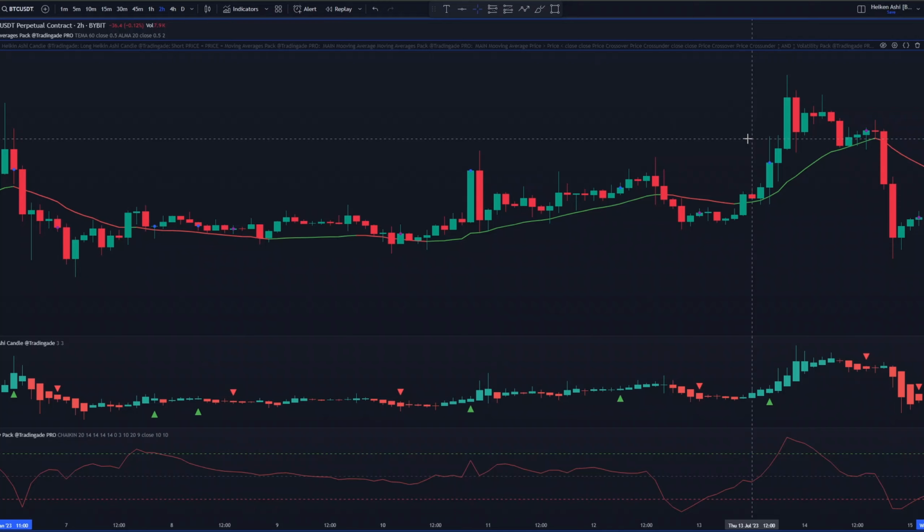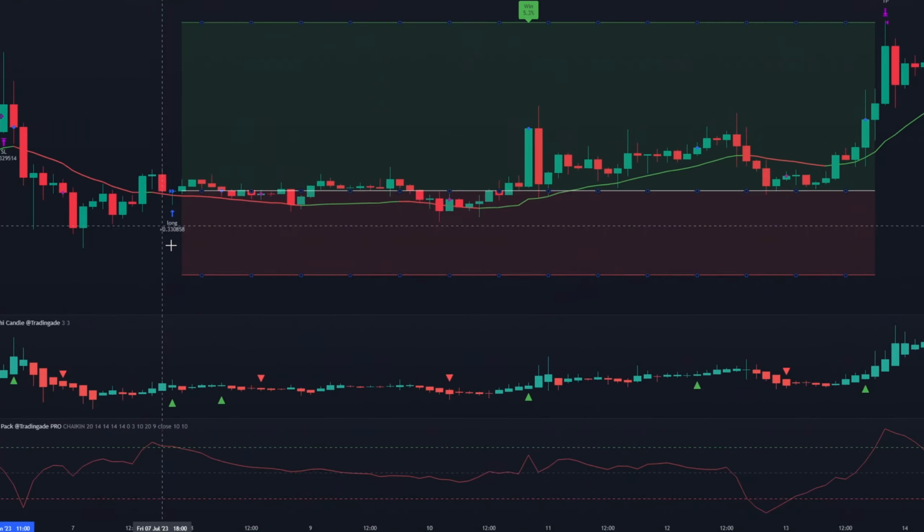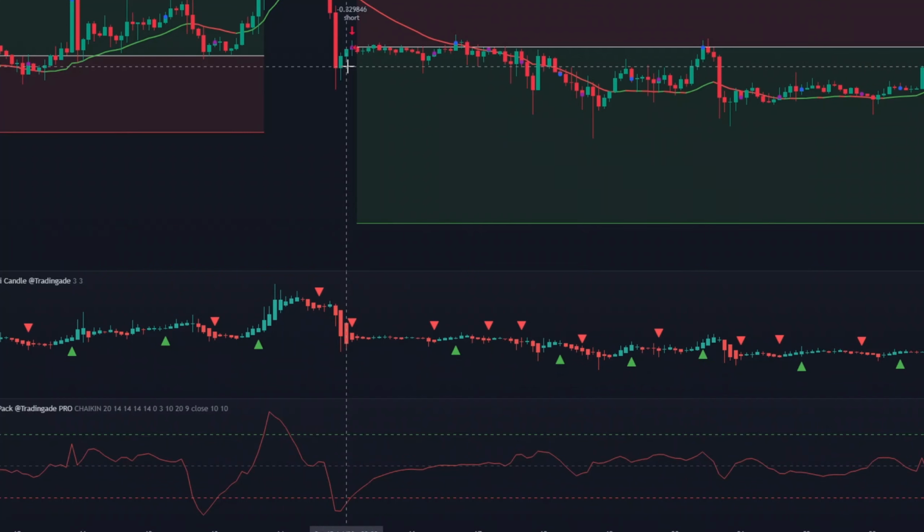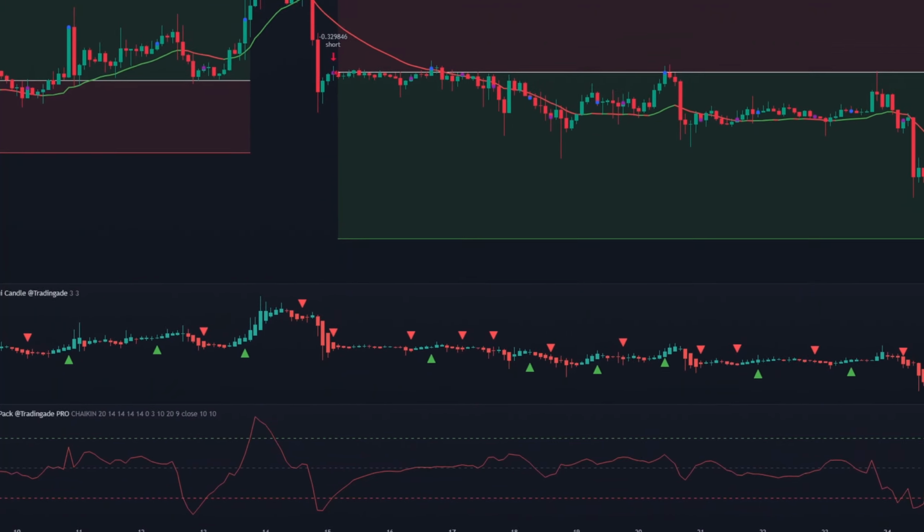Let's check how it actually works on the chart. Here we have a long position, because the Heikin Ashi candle generates a buy signal, the price is above the moving average, while the Heikin is above the zero level. We have confirmed that all our three rules are met at the same time. Whereas for the short side, we have the sell signals from the Heikin Ashi candle indicator, price is below the moving average, and the Heikin is below the zero level.